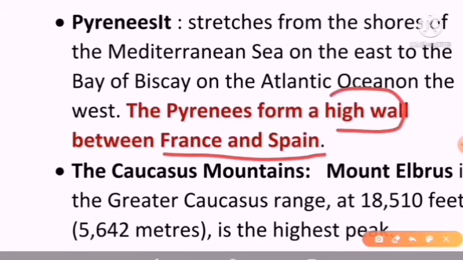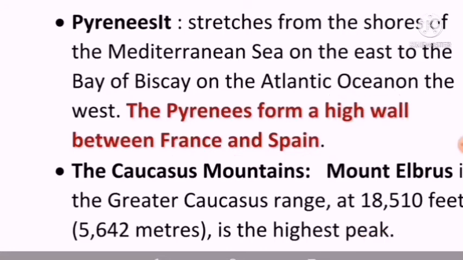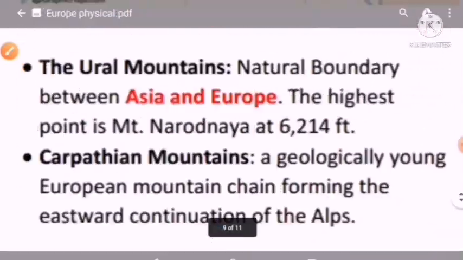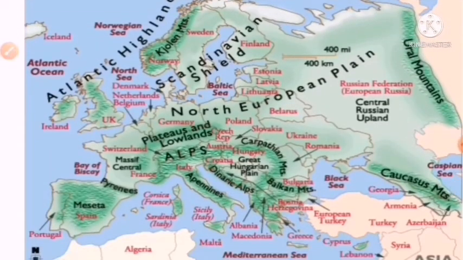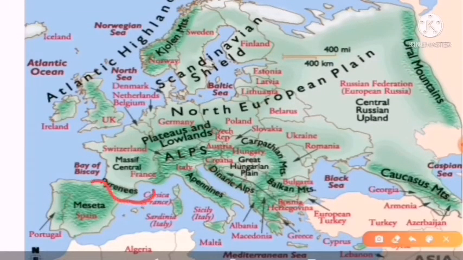Again important. I have said earlier that the probability of such questions is very high, that which of the following mountains form the natural boundary between these countries. So the Pyrenees form the boundary between France and Spain. You can see the map here. This part is the Pyrenees. This forms the boundary between Spain and France.